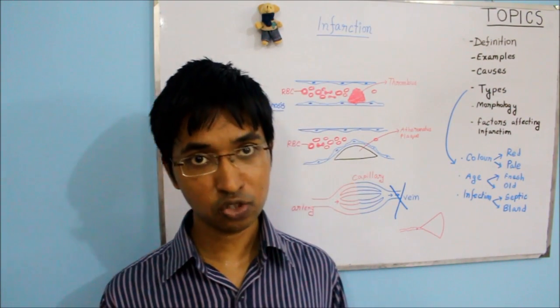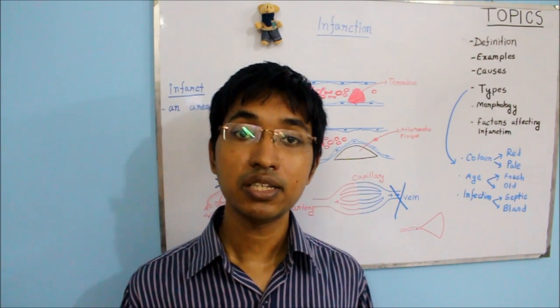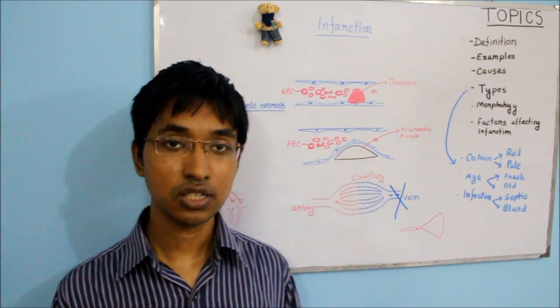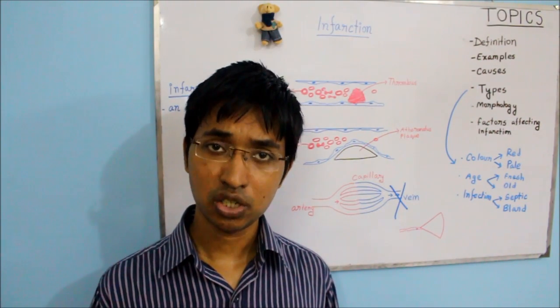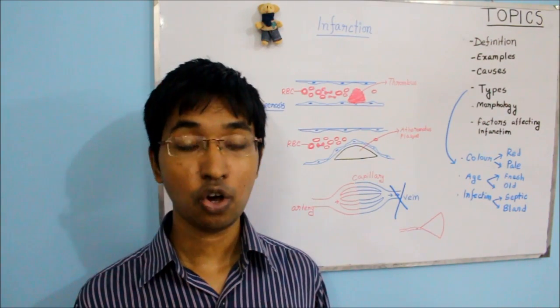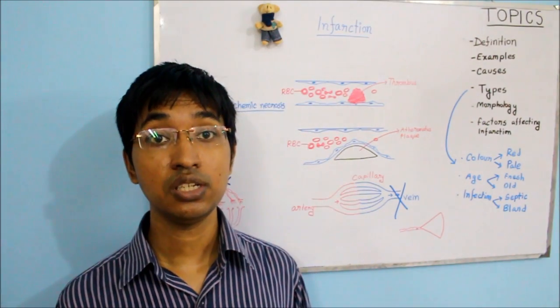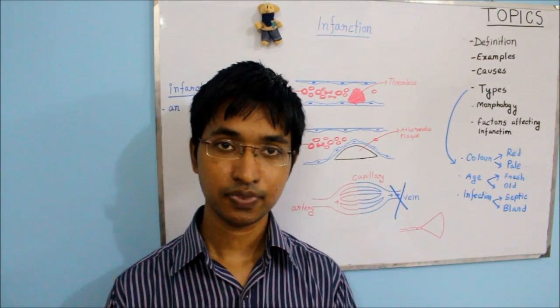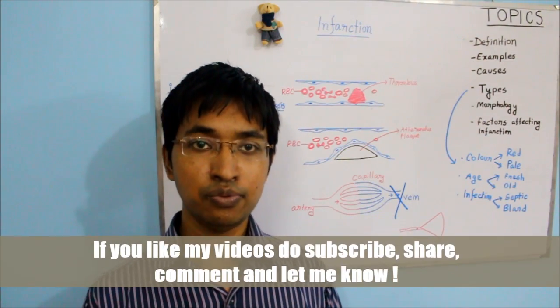The last factor that we will talk about is hypoxemia. Hypoxemia means a diminished amount of oxygen in the blood, and whenever there is a diminished amount of oxygen in the blood, that will not only increase the chance of development of an infarction, but also increase the extent of the infarction as well. So this concludes today's video on infarction.